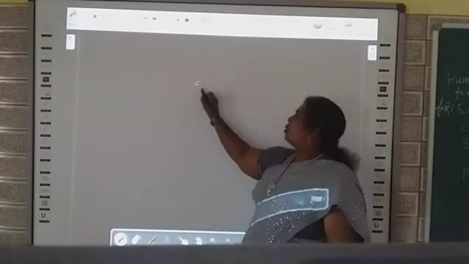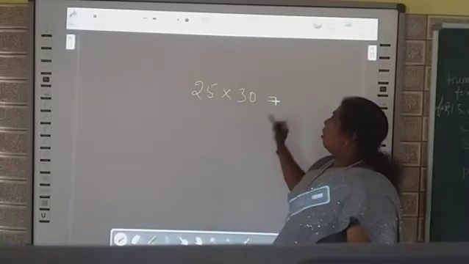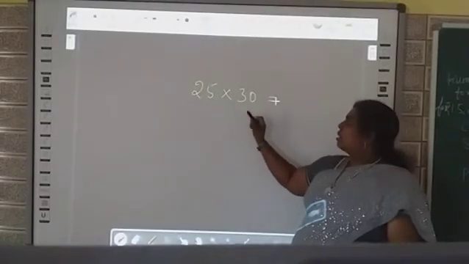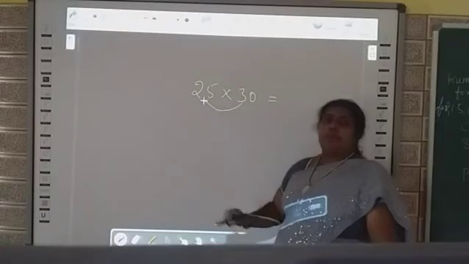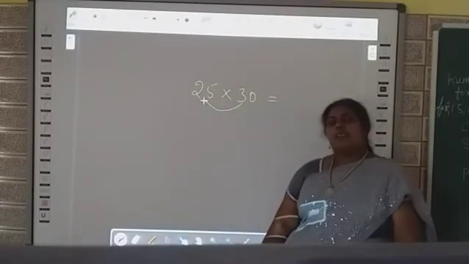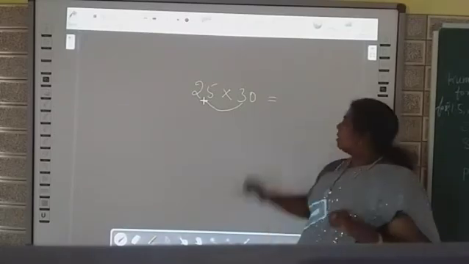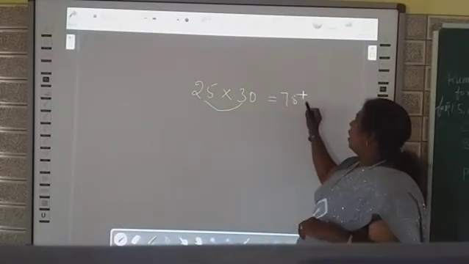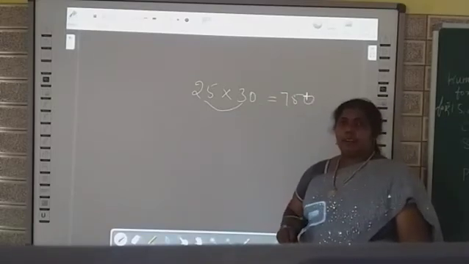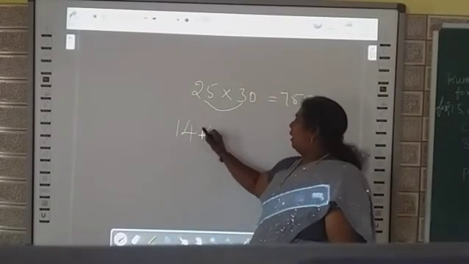See if it is 25 into 30. How we can multiply? Here 3 times. Okay. 3 times means just we have to multiply these two numbers. 25 into 3, what is the answer? 25, 2 times it will come 50. 3 times 75, right? So you can write the answer 75. Then you have to add this 0 here. 750.